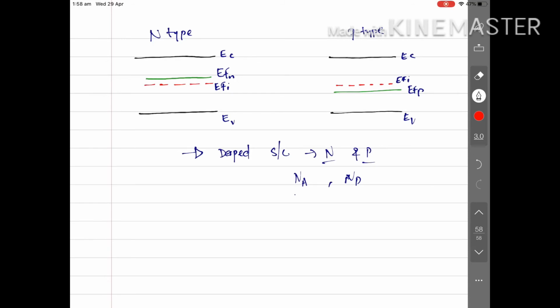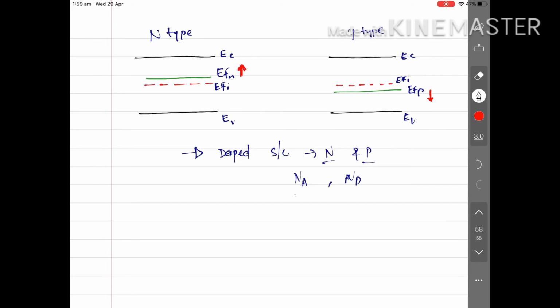In case of EFN, this moves upward, or I would say towards the conduction band. Similarly, when we increase the acceptor doping, this Fermi level EFP moves towards the valence band, right? So when we increase the doping, the Fermi level moves away from the intrinsic Fermi level. This is one thing to remember.